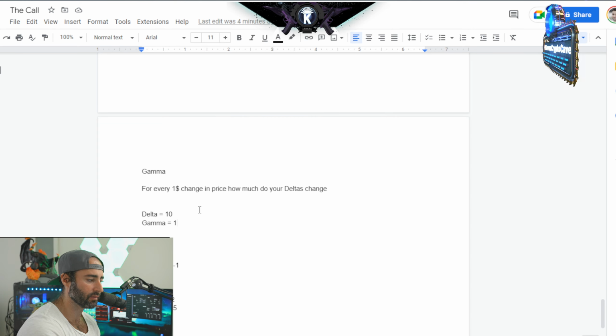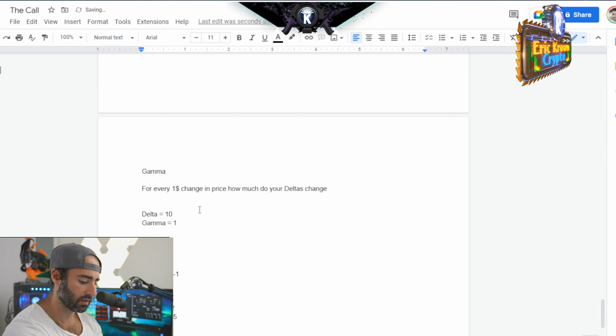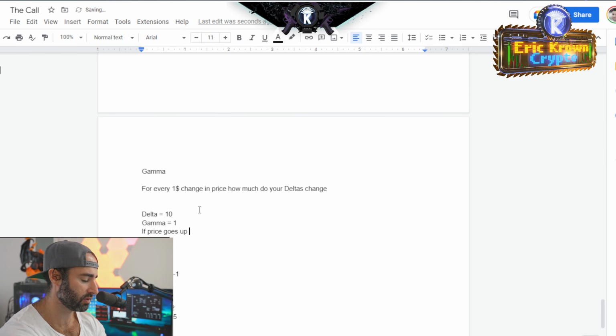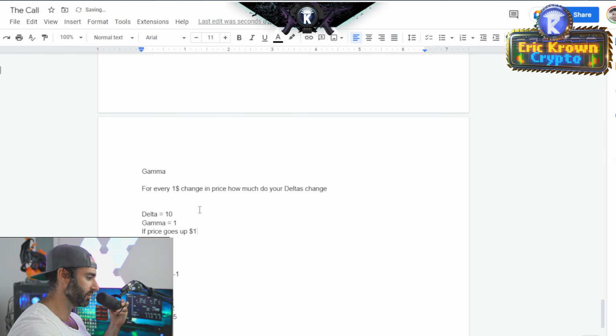In fact, I'll even write that out. So if price goes up $1, then our deltas equal 11. And by contrast, if price goes down $1, then our deltas will be what? Equals 9. So it shows you how your position evolves as price action moves.